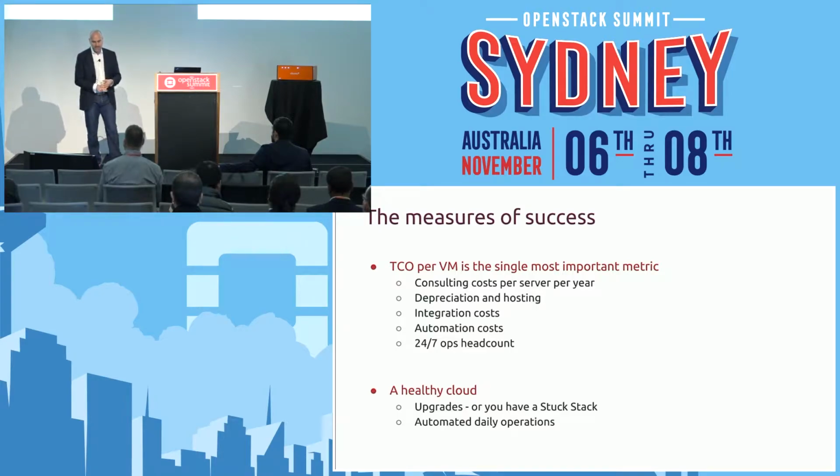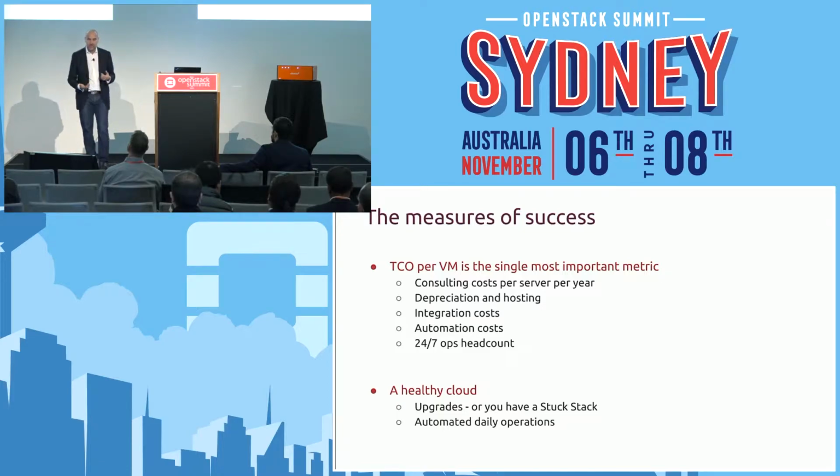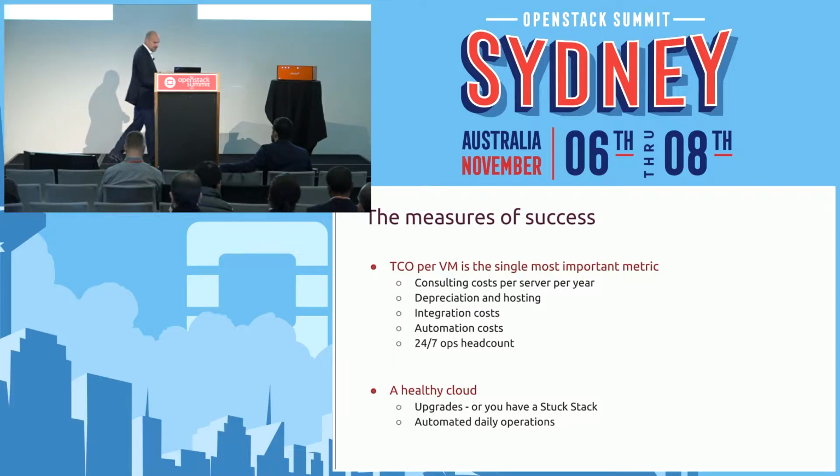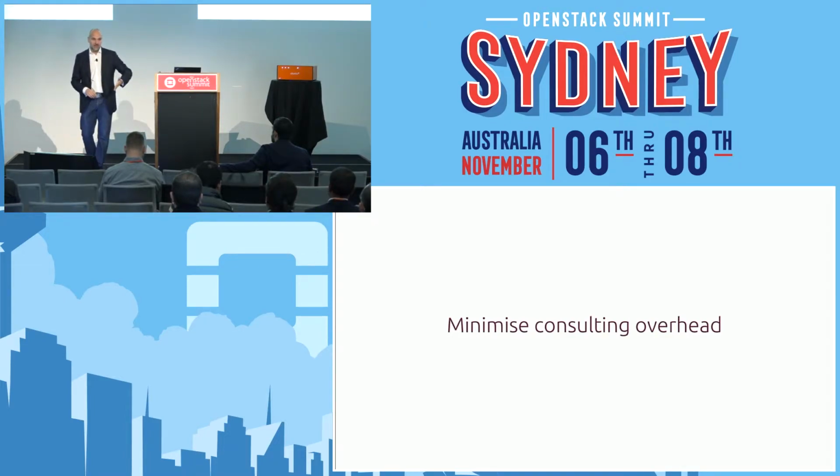You obviously have things like depreciation and hosting costs. Businesses understand CapEx, though, so that shouldn't be an obstacle. There are some things to learn in terms of how you go about buying hardware and the sort of hardware that you buy. And then there are costs associated with integration, automation, and, of course, the headcount to staff all of that. And managing that, although it's not the sexy technology side of it, ultimately turns out to be key. So the number one thing I'd say is just think very carefully about consulting overhead.